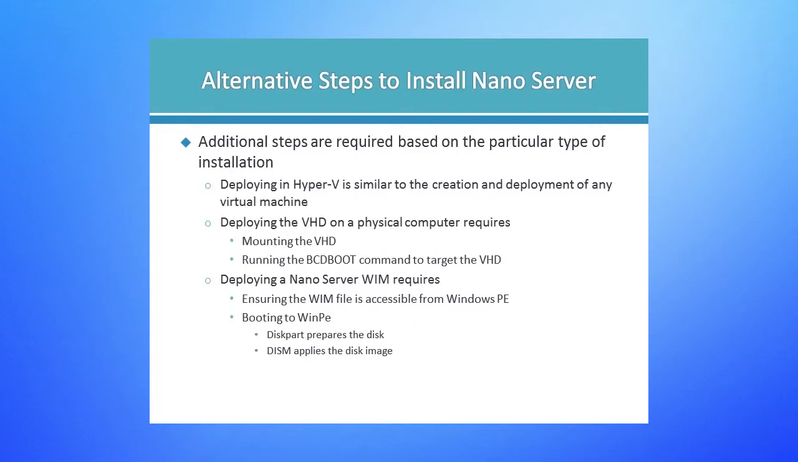Deploying a Nano Server WIM file is going to be as simple, really, as specifying WIM as the file extension in the target path value of that original command. Once it's created, then you deploy it using Windows PE. So we do have to make sure the WIM file is accessible from Windows PE.